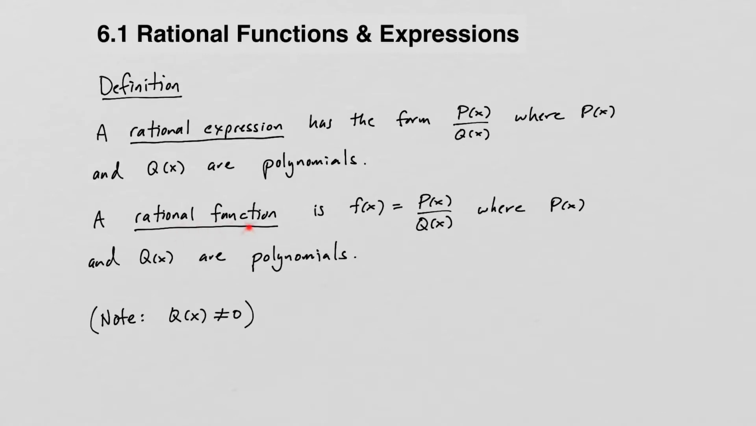And a rational function is when we define a function f of x to equal an expression like p of x over q of x. So rational expressions and rational functions are very similar to each other. One is just the expression all by itself, and the other is when we define a function to be equal to that expression. And in either case, we need to remember that the denominator q of x cannot be equal to 0 because we are not allowed to divide by 0. So let's start with some basic examples.